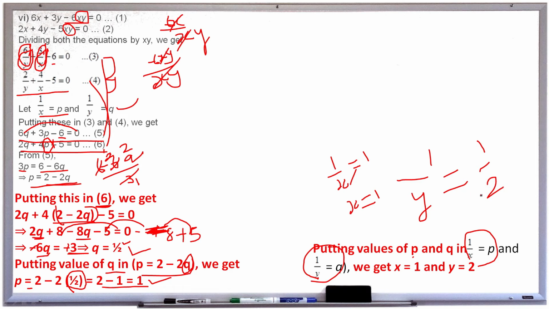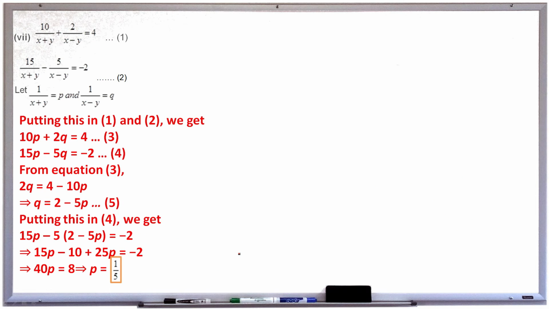So the y value we want, cross multiply. The y ones are y, so y is equal to 2 ones are 2, y is equal to 2. That is what we are getting here. Just put the value and you will get the value of x and y.